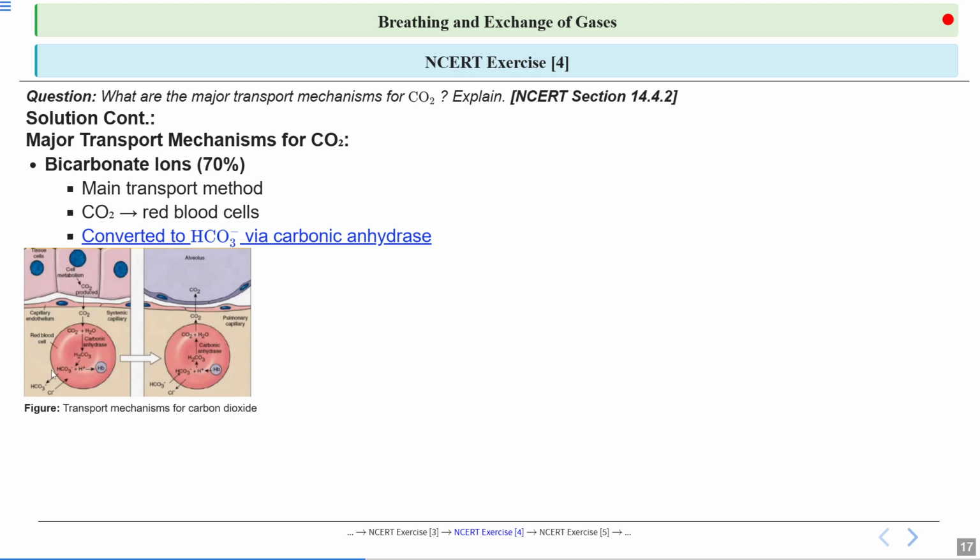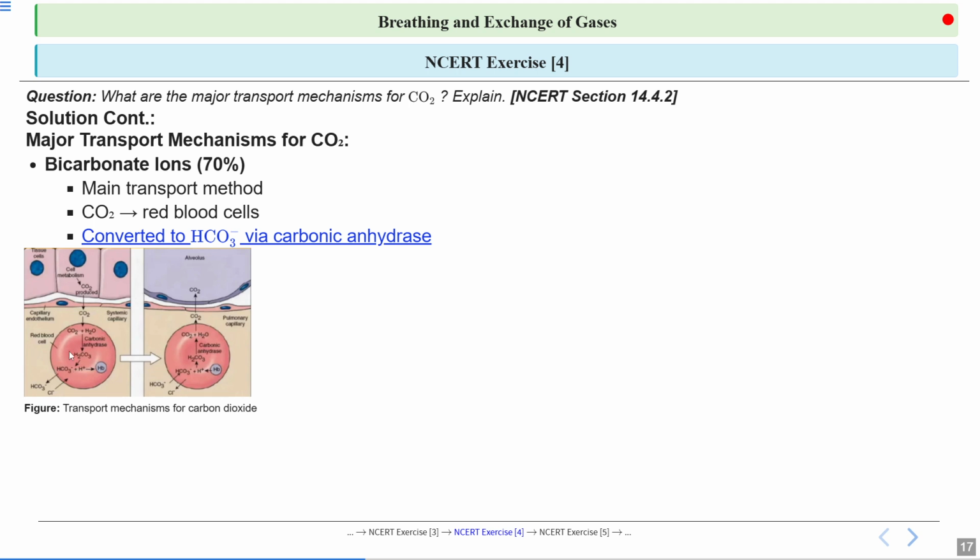Now this H2CO3 is broken into HCO3 plus hydrogen ion. This hydrogen ion is taken by the hemoglobin, because hemoglobin is a part of the RBC. It is present in the RBC only. Now what is left here? HCO3 minus ion. HCO3 minus ion is transported out of the RBC, and an equal amount of chloride ion is taken inside it.